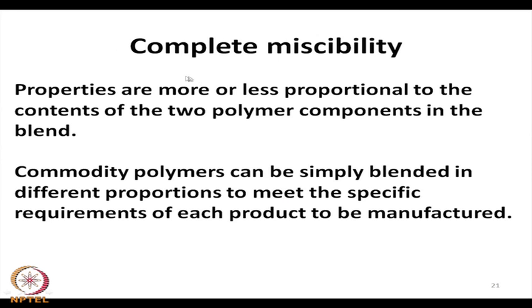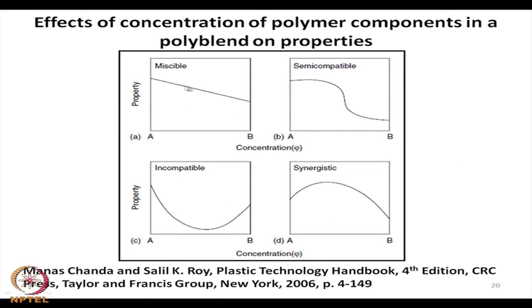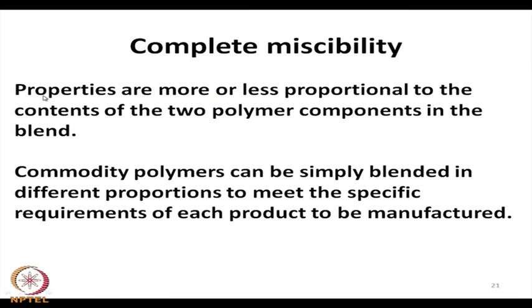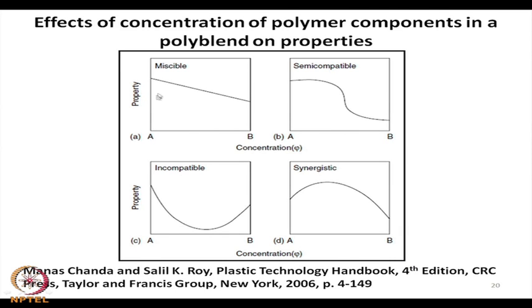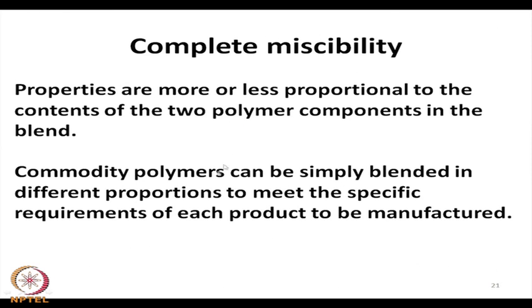In case of complete miscibility, properties are more or less proportional to the contents of the 2 polymer components in the blend. Here you see these properties are proportional to the properties of the components in the blend. This kind of feature is found in case of commodity polymers which are blended in different proportions to meet the specific requirements of each product to be manufactured.